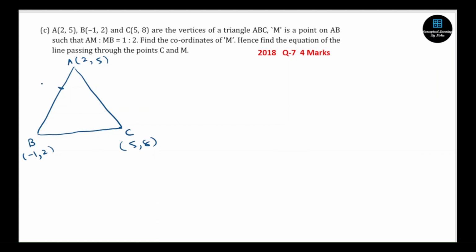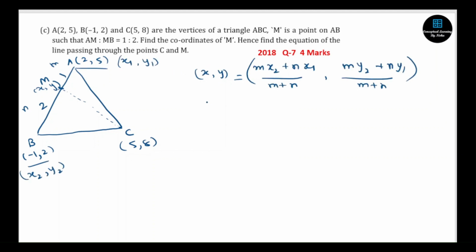So here is the point M. So this ratio is 1 to 2. This is given to us. Find the coordinates of point M. Yes, we can find that using section formula. Well done. And hence find the equation of the line passing through point C and M. So here when I join these two, I have to find the equation of this line. So let's first of all find the coordinates of point M.